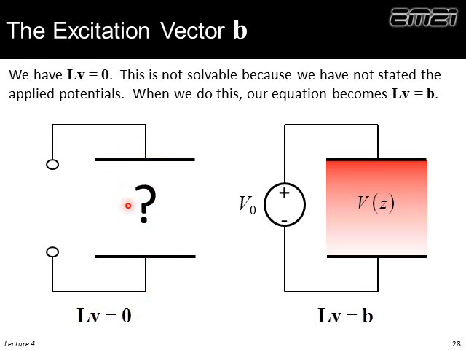So, well, why is that? That's because we have not applied a voltage. Once we apply a voltage to our capacitor, then we can calculate the potential between the plates. So it makes sense that this doesn't really have a solution, because how would it know what the potential is if we haven't told it what voltage is applied?